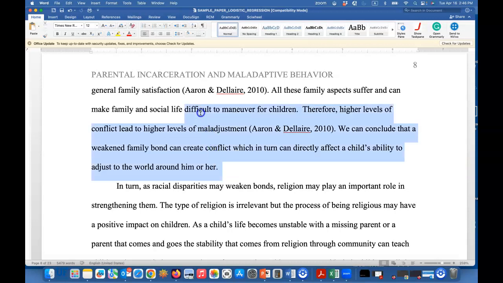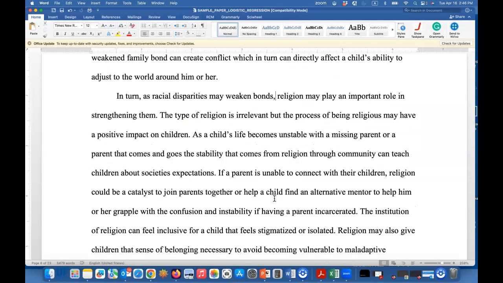So in this last part, you can tell that they're focusing on one of the strongest parts of social bonding theory, which is attachment. And again, turning back to that independent variable that they think is most important at explaining maladaptive behavior, the lack of parental attachment due to incarceration. So again, you can illustrate that you really understand this theory and how it may work in your behavior by doing this kind of strategy. And again, they continue, in turn, as racial disparities may weaken bonds, religion may play an important role in strengthening them.